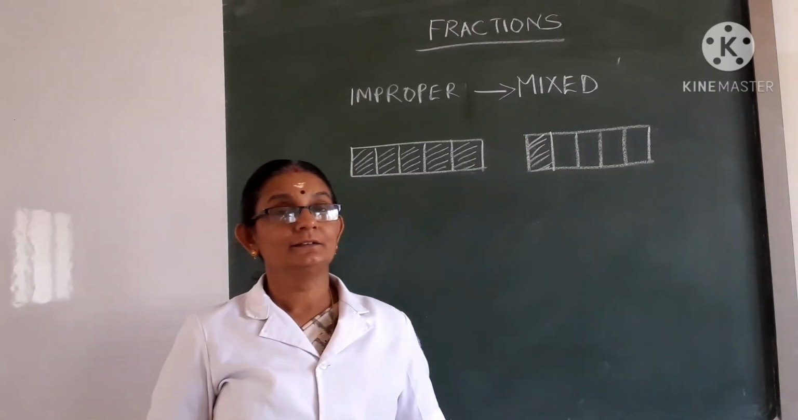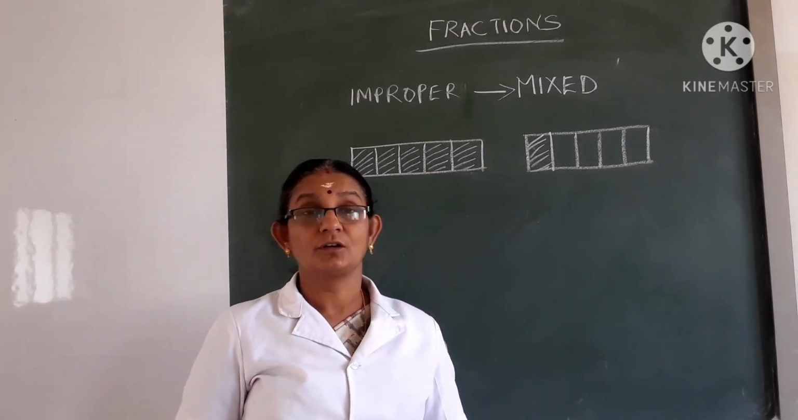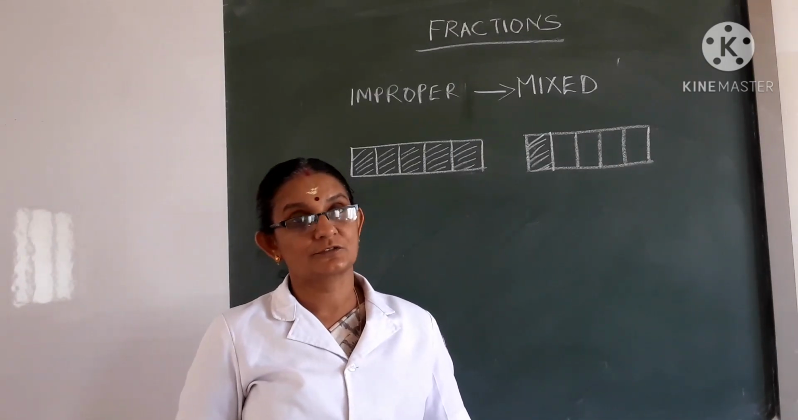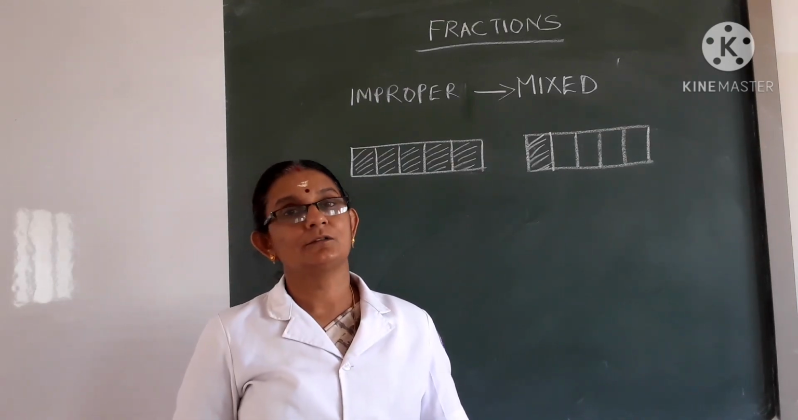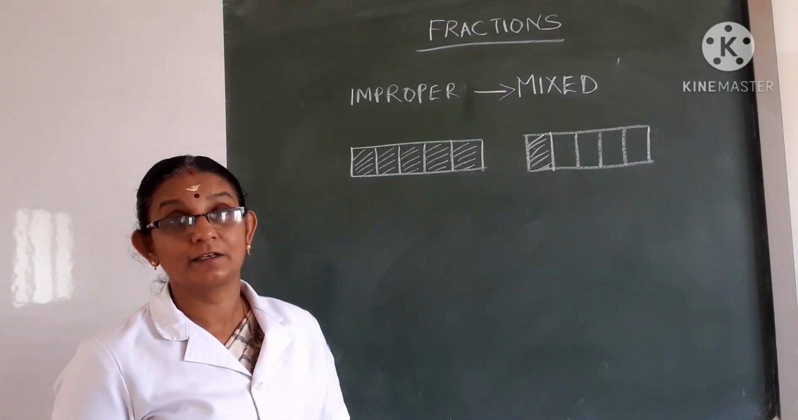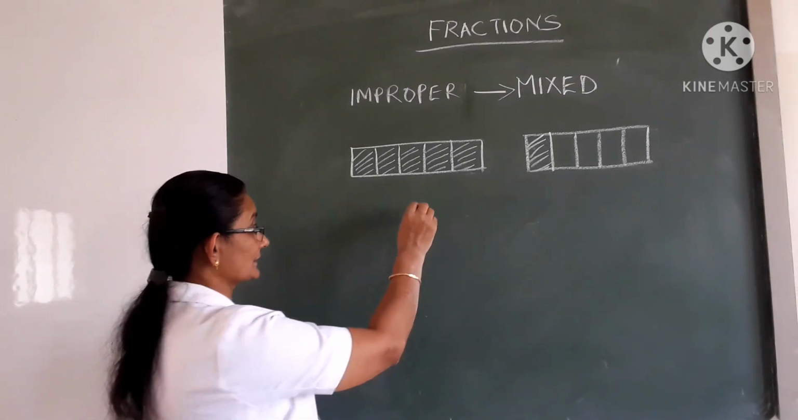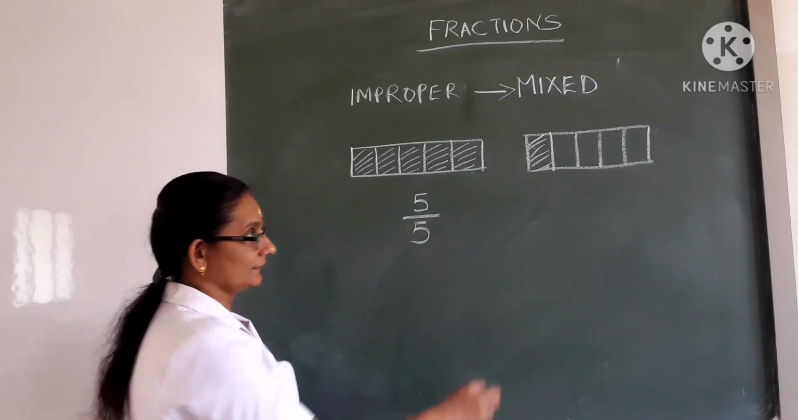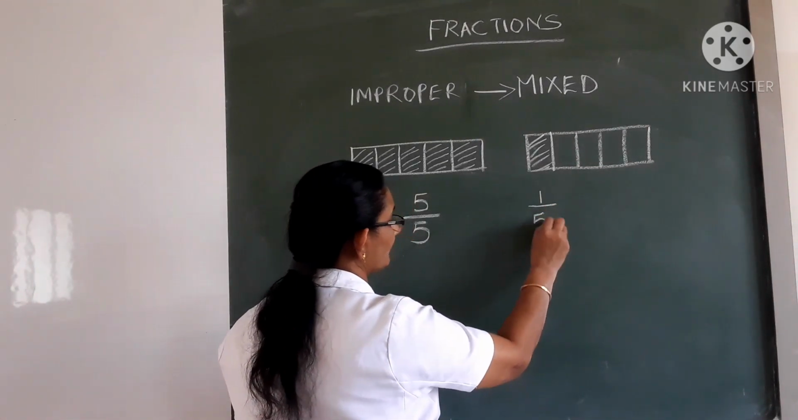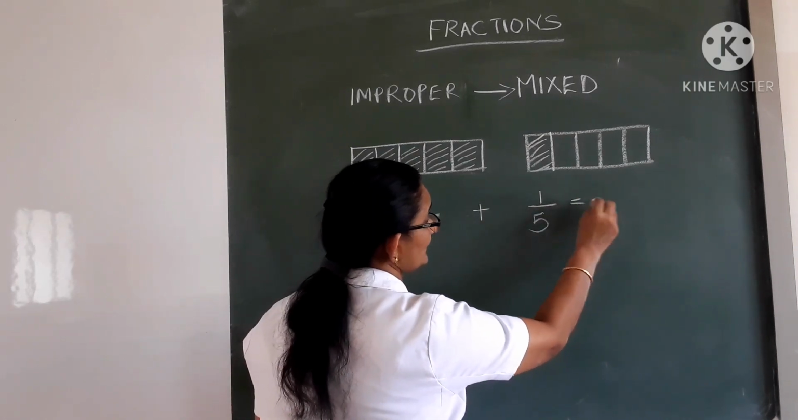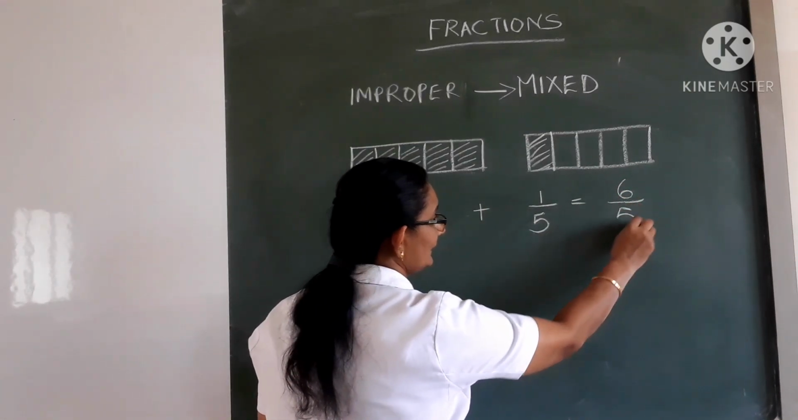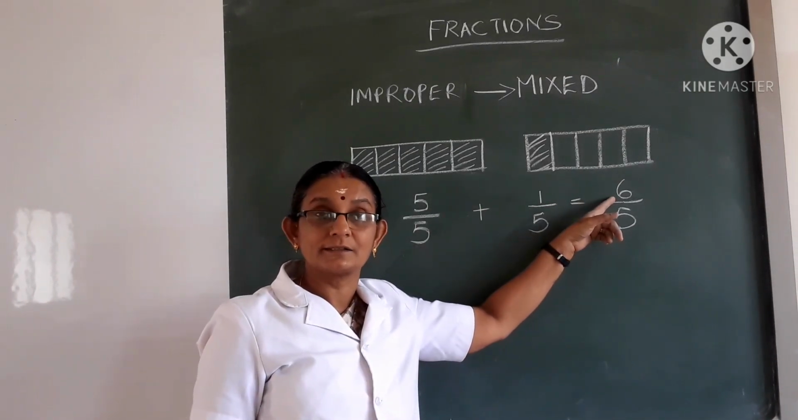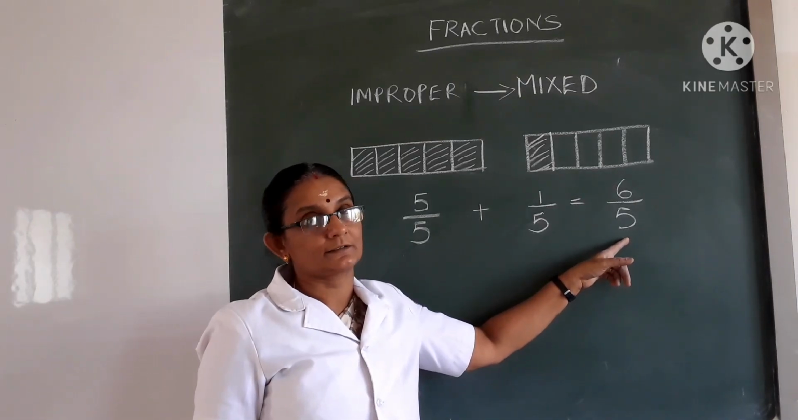Okay? So now children, let us learn how to convert an improper fraction to a mixed fraction. So first, let us write the improper fraction for the figure given. This is equal to 5 by 5 because there are 5 parts in it, and the other fraction is 1 by 5, and so together the fraction is 6 by 5, isn't it? So 6 by 5 is an improper fraction because the numerator is greater than the denominator.